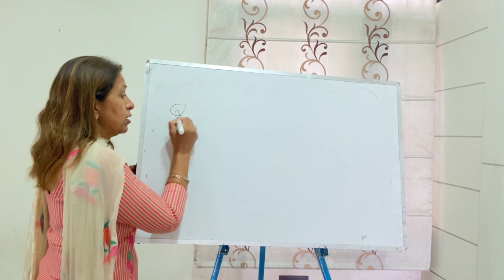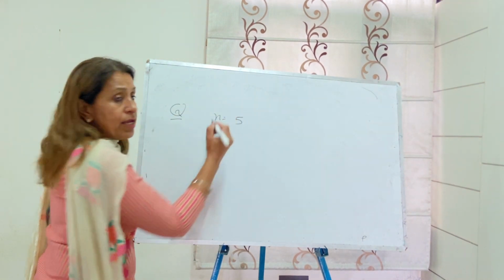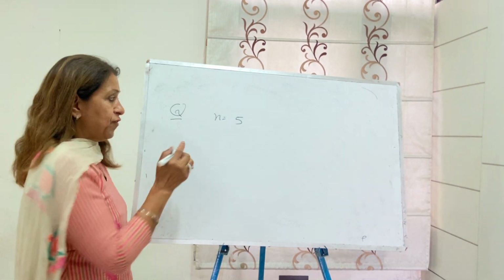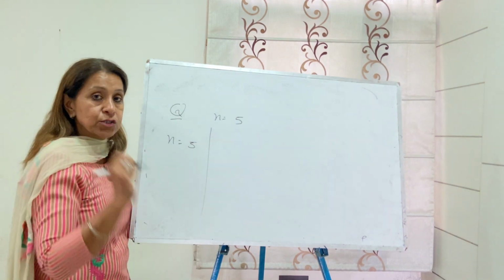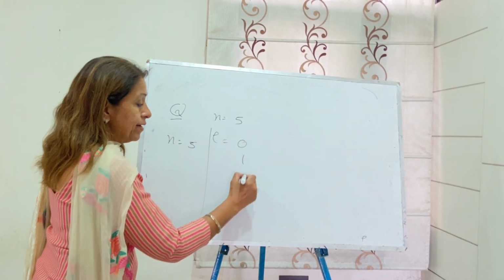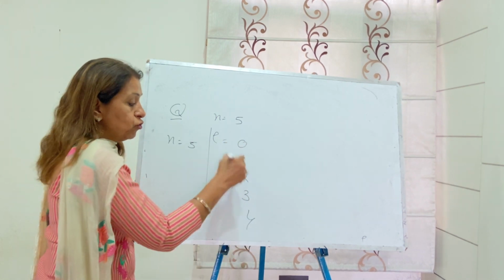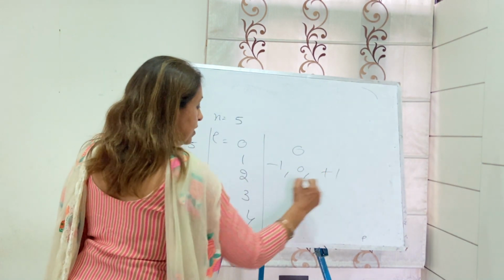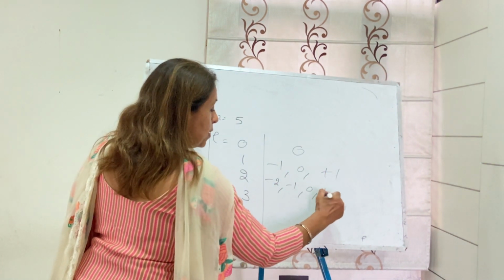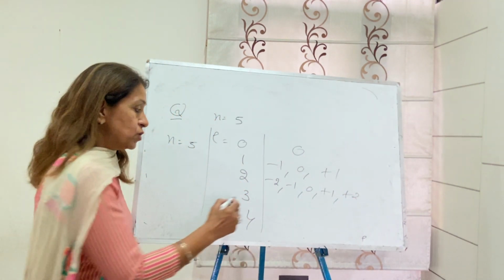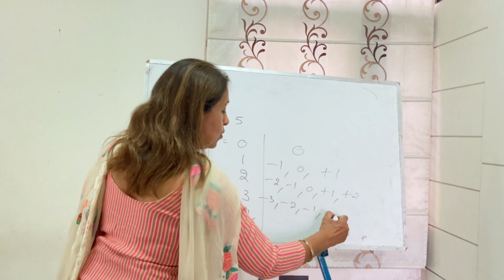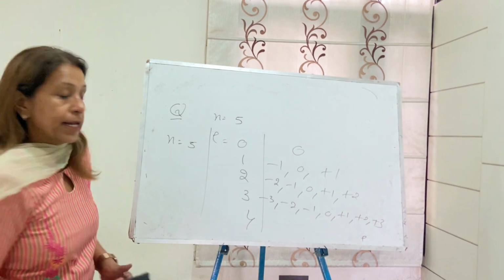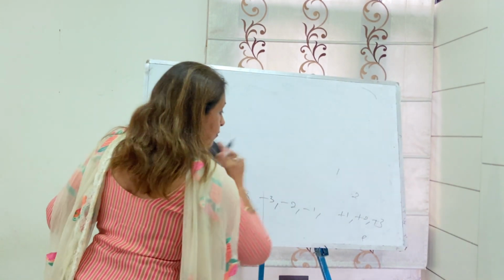Now I'm taking your question. Now I'm writing n is equal to 5. Write the set of quantum numbers. For n equal to 5, l values are 0, 1, 2, 3 and 4. What is m? For each l, m is: for l equal to 1, minus 1, 0, plus 1; for l equal to 2, minus 2, minus 1, 0, plus 1, plus 2; same way for l equal to 3, minus 3, minus 2, minus 1, 0, plus 1, plus 2, plus 3; and for l equal to 4, minus 4 to plus 4. Right. Now I'm taking the next question.